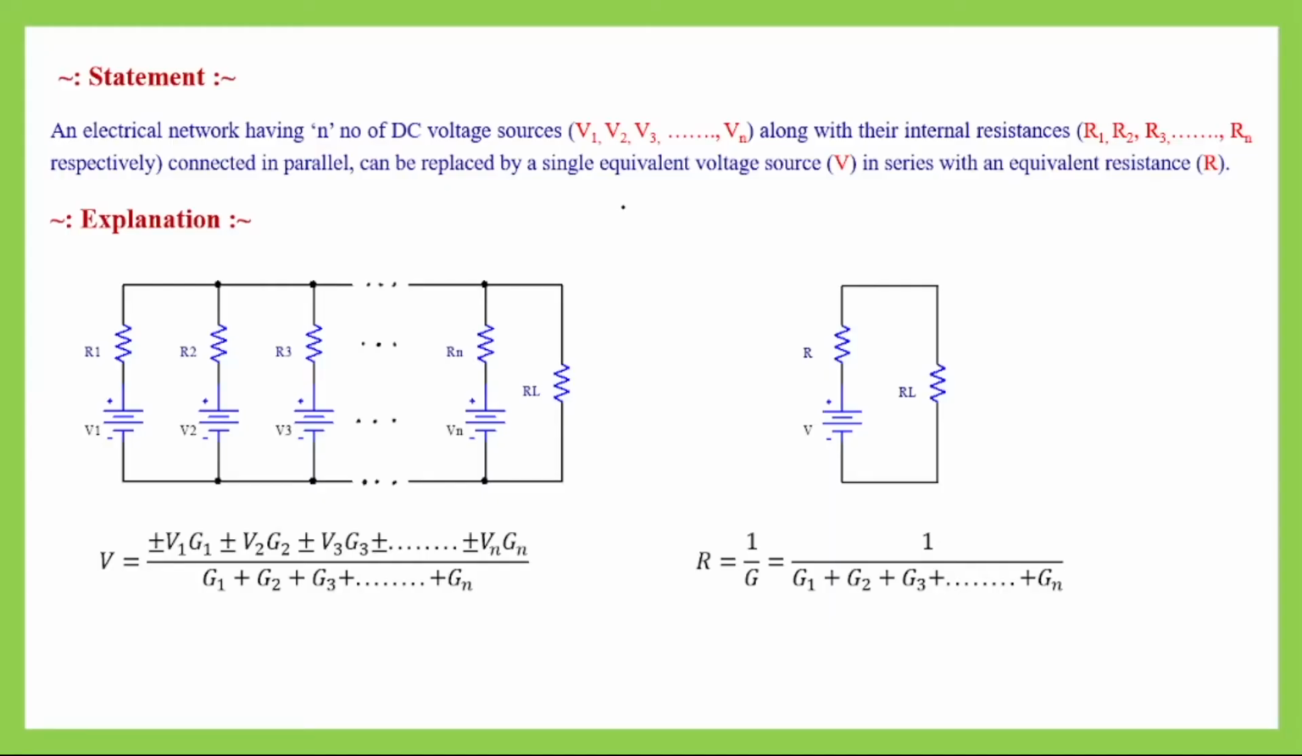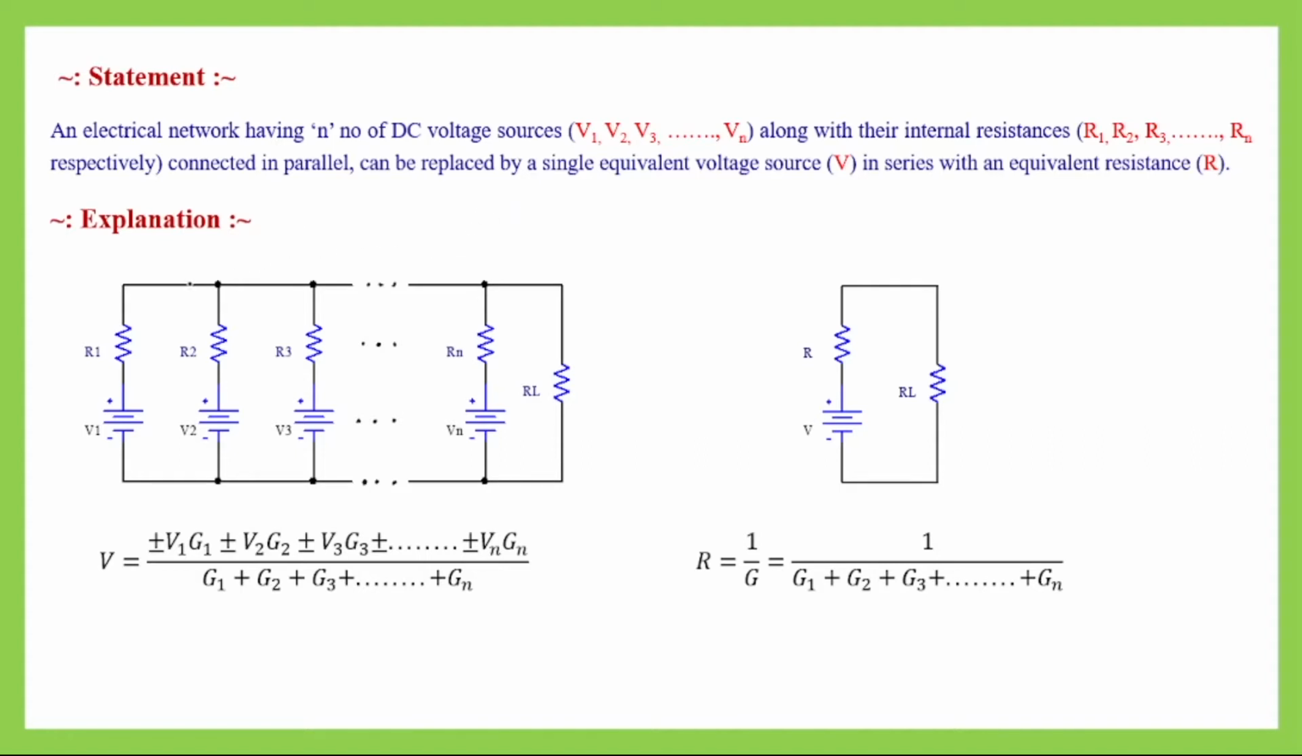Millman's theorem states that in an electrical network having n number of DC voltage sources along with their internal resistances connected in parallel can be replaced by a single equivalent voltage source in series with an equivalent resistance.